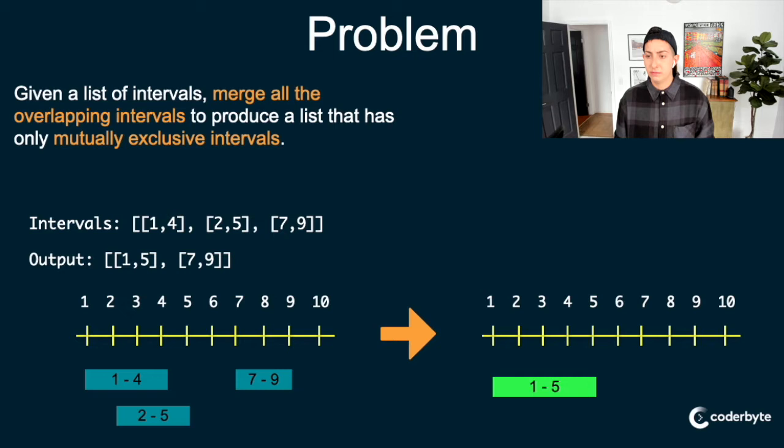And here is our merged result. So we have 1, 4, which has merged with 2, 5, and so we get 1, 5, and then 7, 9 just carries over. Okay, so that's the problem. What is our approach here? So again, remember those scenarios that I talked about, that there's always only going to be those 6 whenever you're comparing just two intervals.